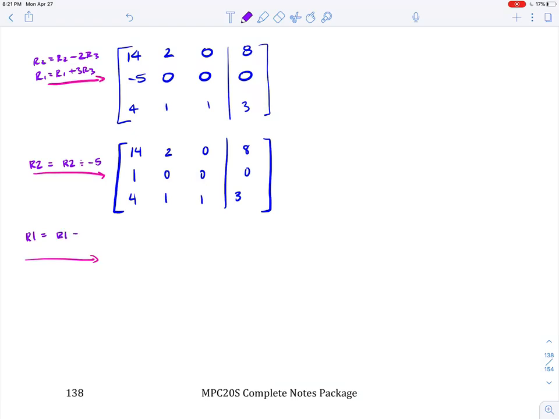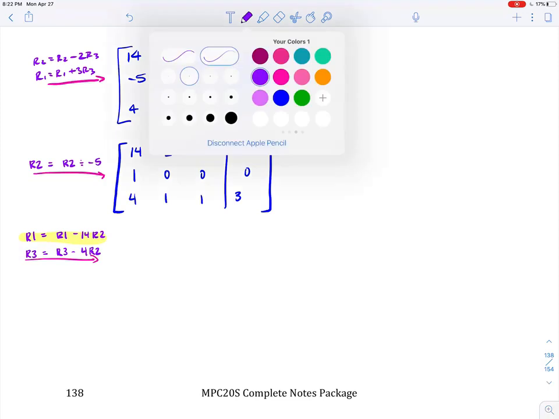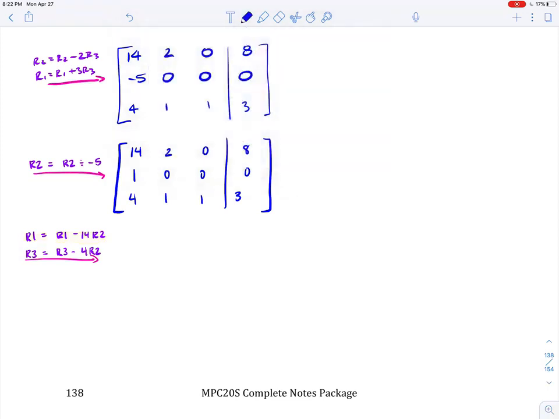So, to do so, I am going to take my row 1, and that is going to become row 1 minus 14 row 2s. Whew! And my row 3 is going to become row 3 minus 4 row 2s. Whew! So, let's tackle this guy here first. Okay. Get my matrix color out.